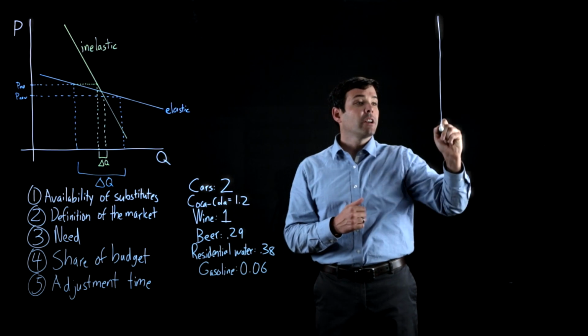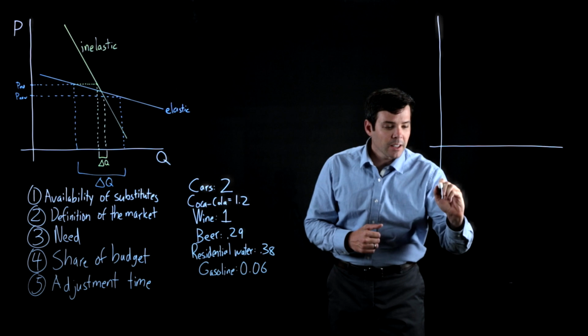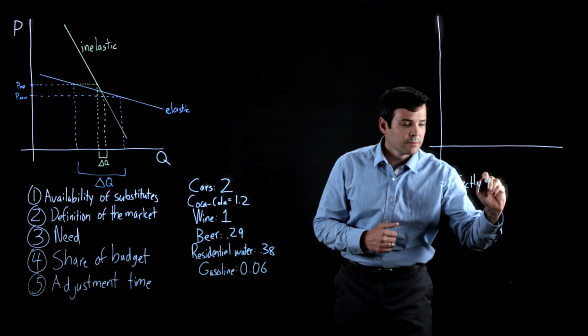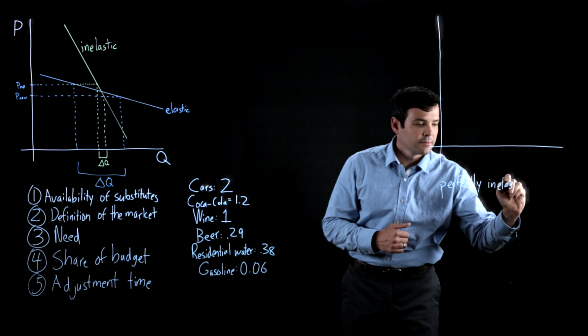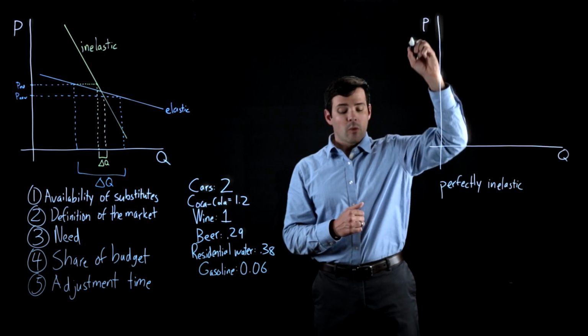Now let's shift gears a bit and look at some extreme examples, perfectly inelastic and perfectly elastic demand curves. I'm going to draw these over here. Let's start with perfectly inelastic demand. And again, we've got quantity on the x-axis, price on the y-axis.